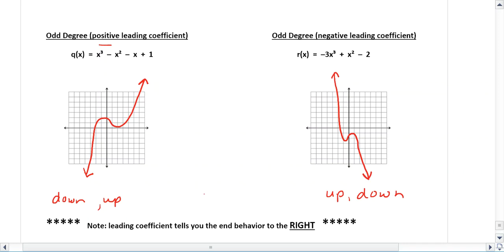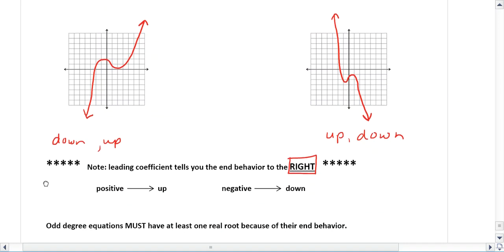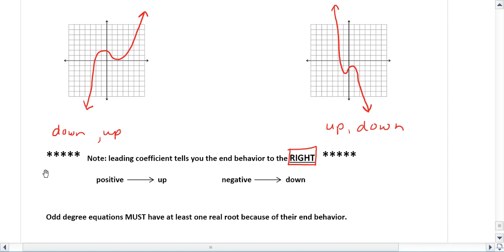Note that the leading coefficient tells you the end behavior to the right. And if you remember that in odd degrees, they're different, it's either up, down, or down, up. And in even degrees, the end behavior is always the same. They're either both going up or both going down. So if we know that the leading coefficient tells us the end behavior to the right, we can figure out the other one.